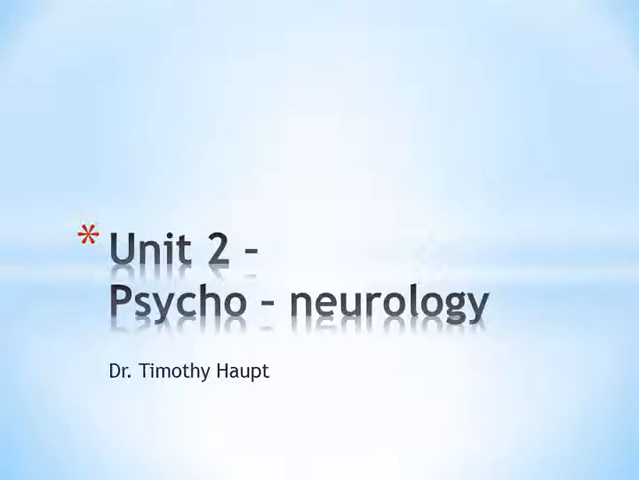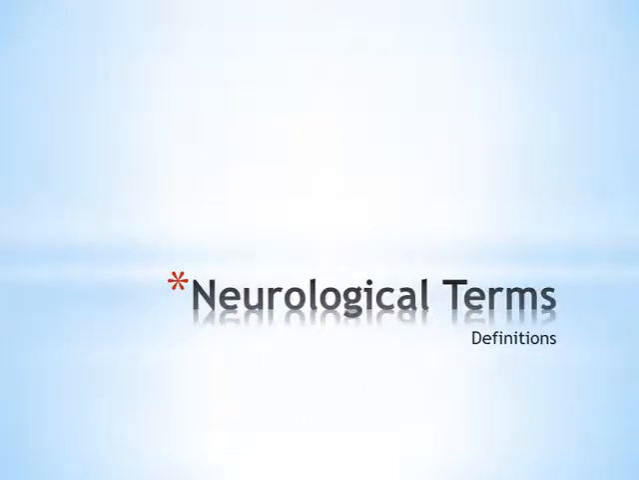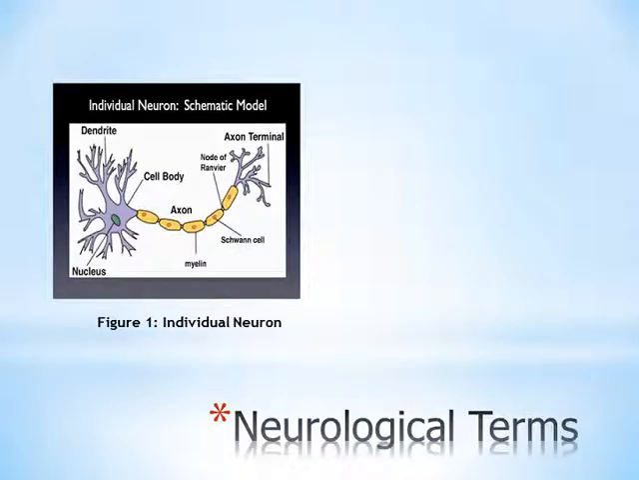This presentation, as you can tell from the slide, is about psychoneurology. What I'm going to do in this presentation is give a very brief explanation of some neurological terms. These neurological terms are essentially definitions of some of the most important parts of our neurological system. What I'd like to start with, as you can see from this picture of an individual neuron, is the soma.